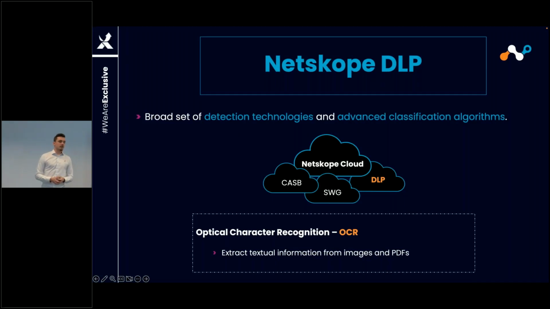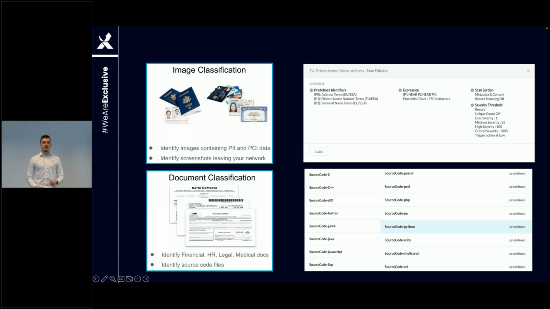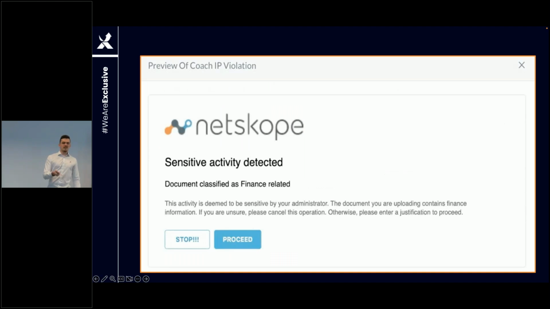Another really cool feature here is the fact that Netscope can once again use AI and machine learning capabilities to analyze what's going on in an image or in a document. If you take a look at a document, for instance, usually you need to open that document to be able to read that text. You have screenshots inside the document, you need to be able to detect them as well. So here we can see a combination of image classification and document classification. Pretty new and awesome here is that Netscope can also identify source code, a lot of different programming languages are supported.